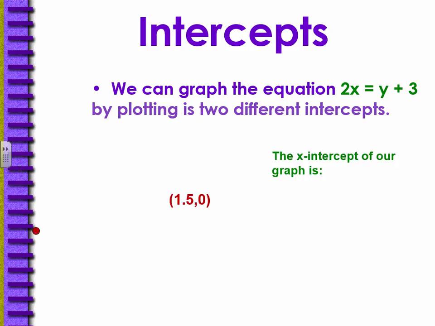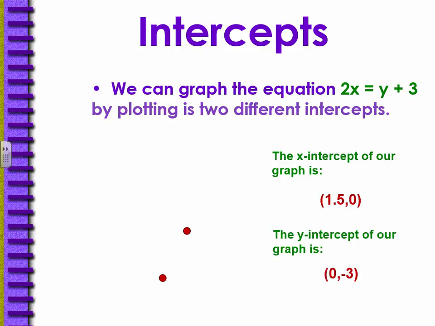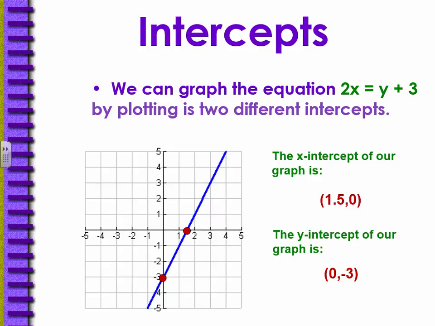Now we found our x-intercept to be (1.5, 0) and our y-intercept to be (0, -3). So if we go ahead and plot (1.5, 0) and then (0, -3), and connect those points, putting arrows at the end of our line. It's important that you all have arrows. That is a quick way to graph your line.